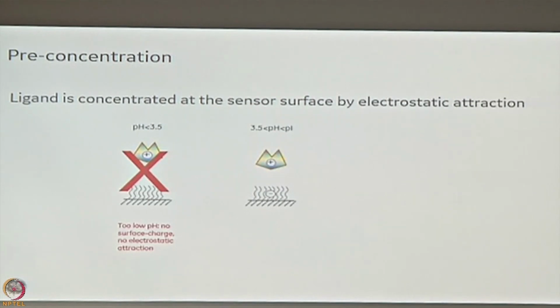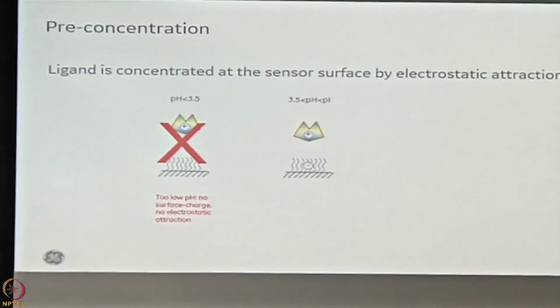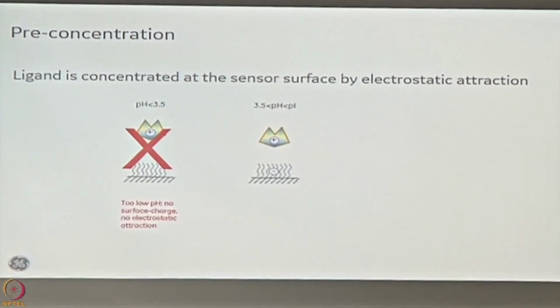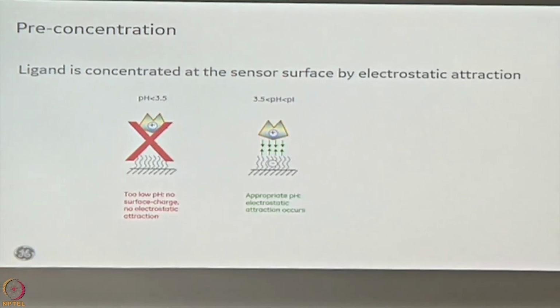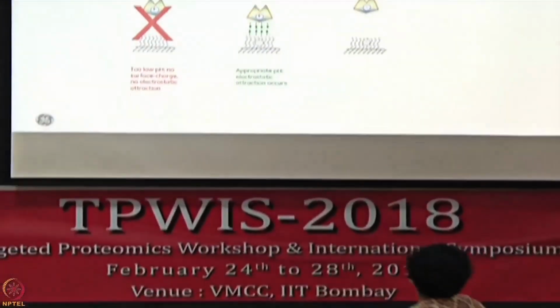Now, at a pH higher than 3.5, your surface attains a net negative charge. Okay. And if your pI is higher than that pH, and you are able to keep the protein positive at that particular pH, then the attraction happens. Okay. And this is the ideal scenario where your covalent linking can happen very ideally.